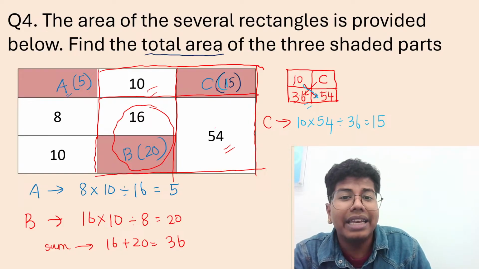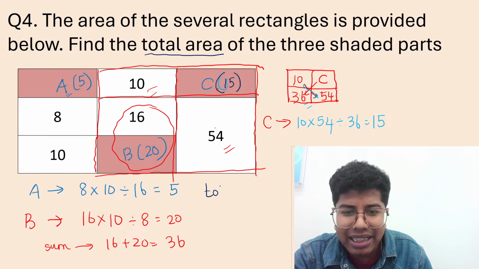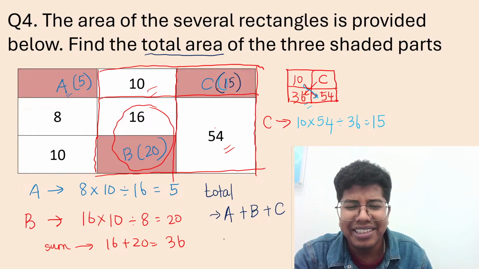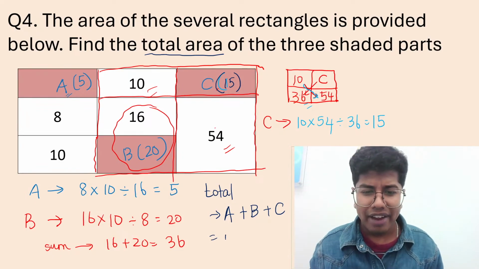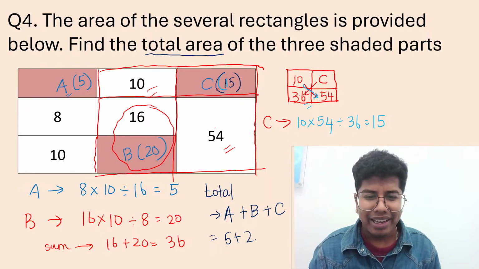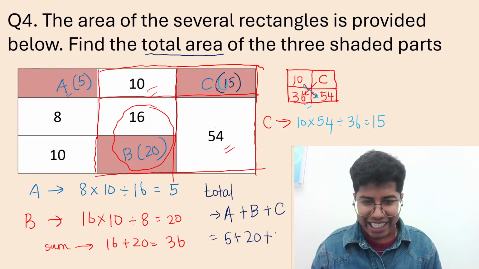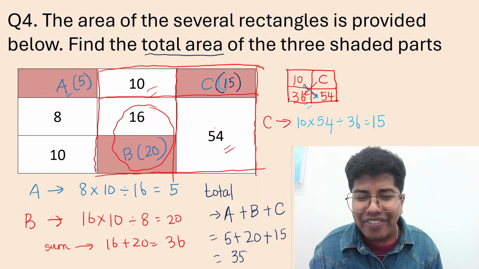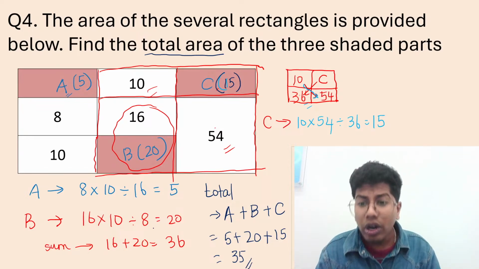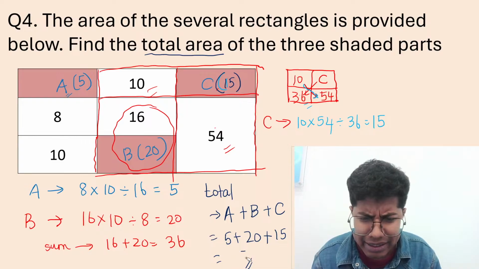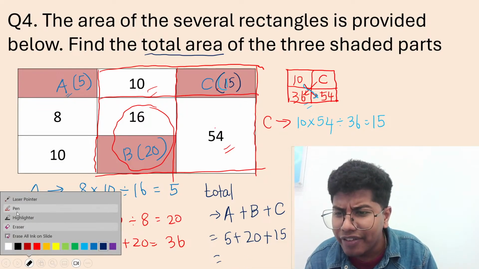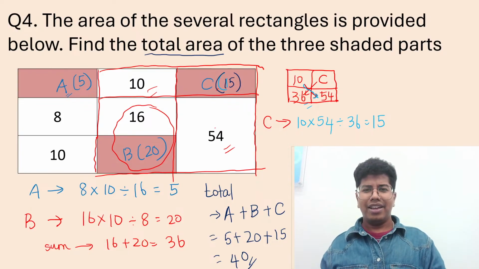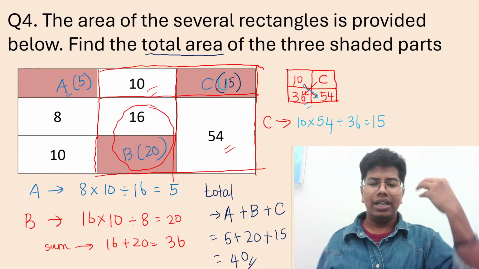How to find out the total area? The total is nothing but A plus B plus C. A is nothing but how much? B is nothing but how much? 20. And C is nothing but how much? 15. So if we add, the answer here is 35. Oh, not 35. Who said it's 35? It's not. So what we can observe here is 20, 15, 15, 20, 15. Oh, perfect. 15 plus 5 is 20, 20 plus 20 is 40.